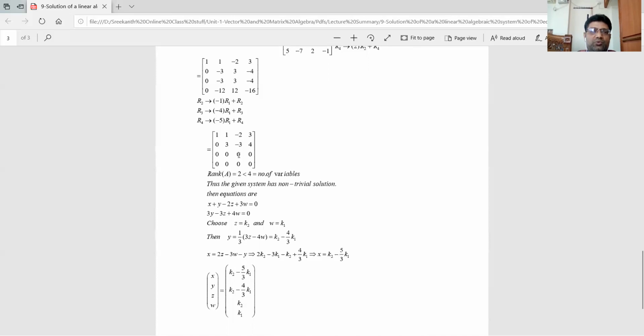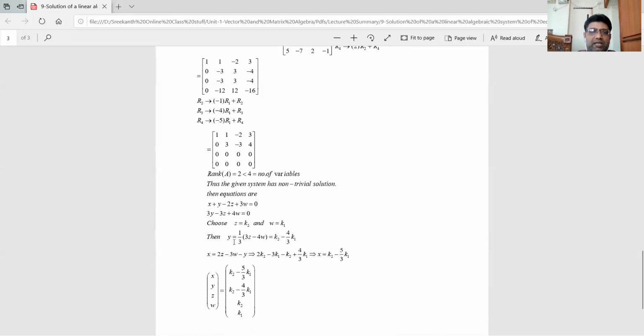Now I have to select those 2 constants. If you go by back substitution here, this is 3y minus 3z plus 4w equals 0, and x plus y minus 2z plus 3w equals 0. So here I have to choose 2 arbitrary constants. I am choosing w equals k1 and z equals k2. From that, what is y I will get? y is 1 by 3 times 3z minus 4w. We selected w as k1, so 4 by 3 k1. z is k2, so 3 k2 by 3 is k2.